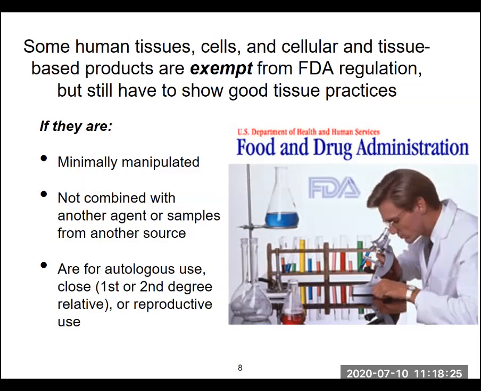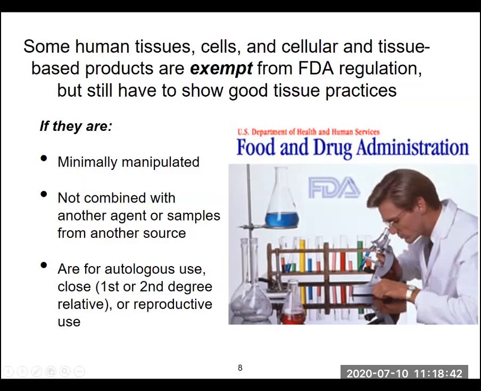And so what we can see, again, stem cells, not embryonic stem cells, which we were talking about previously with the regulations, but stem cells can be used and be exempt from FDA regulation if they're minimally manipulated.